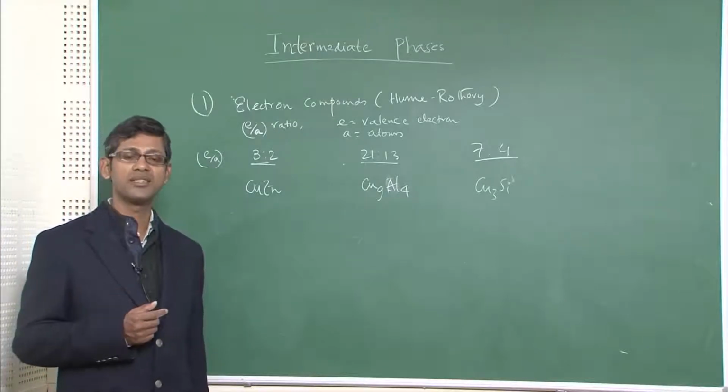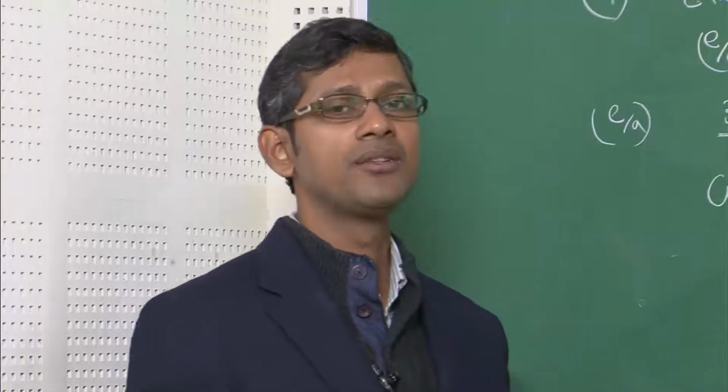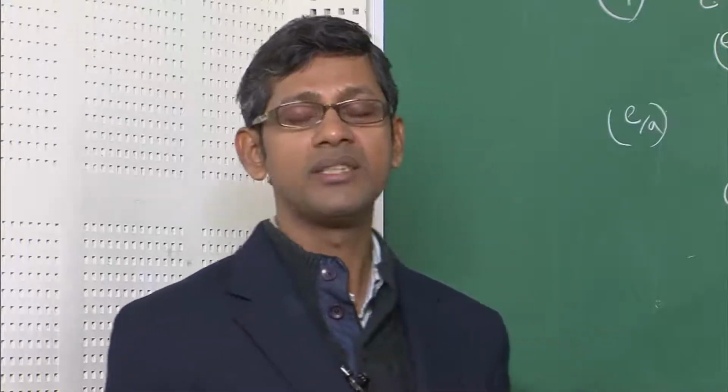First one is valency type, second one is size factor type, and third one is the electron compounds. Okay. So, first one is basically like a sodium chloride structure or calcium fluoride structure. They are stabilized by the valence electrons. So, there is a transfer of valence electrons from the outer shell of one atom to the other atom, and then the bonding happens.